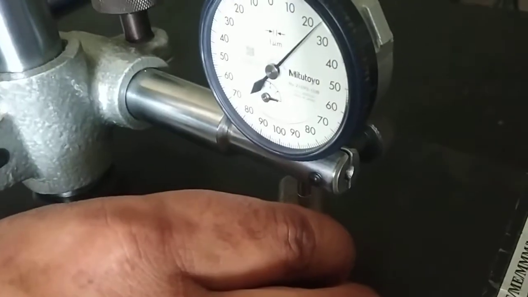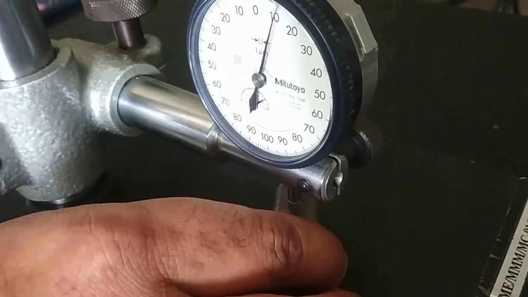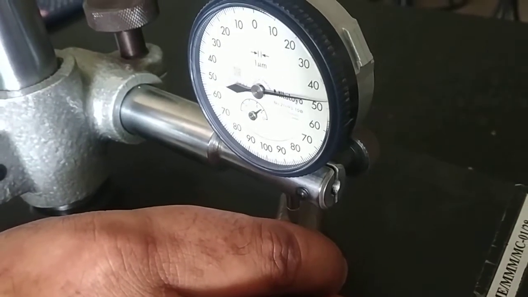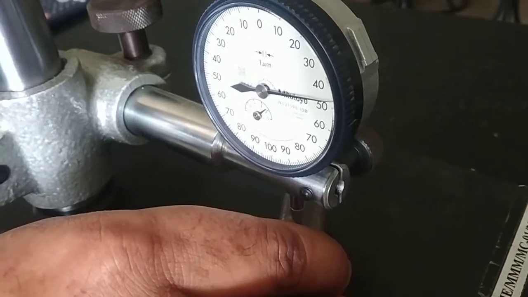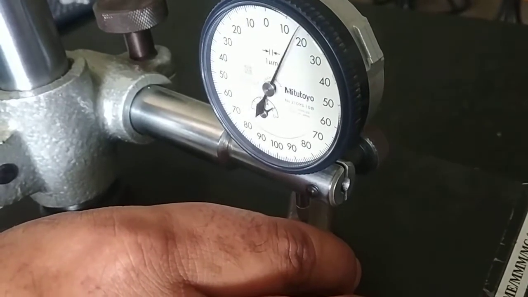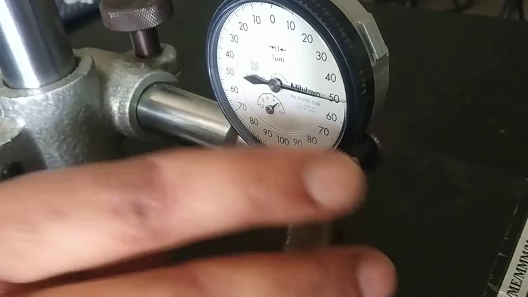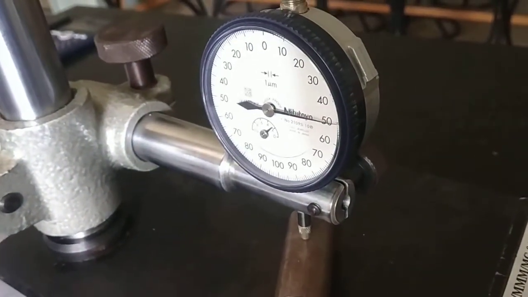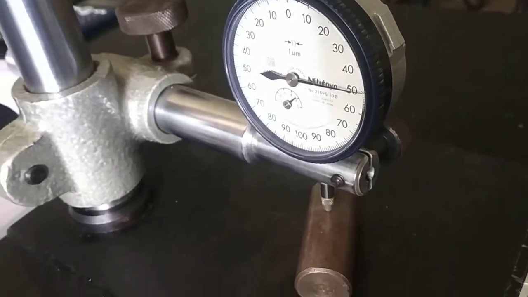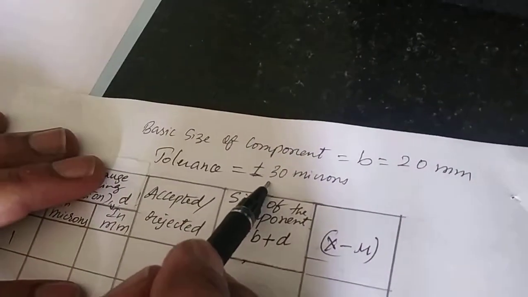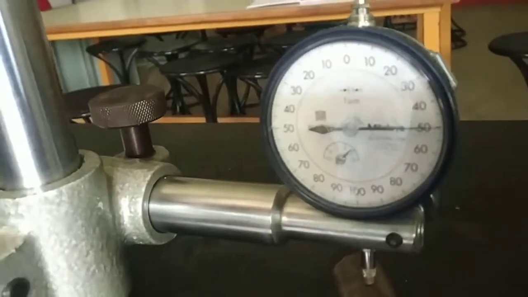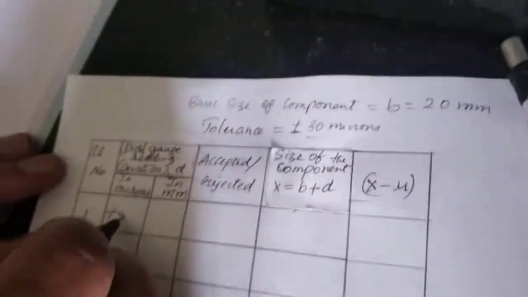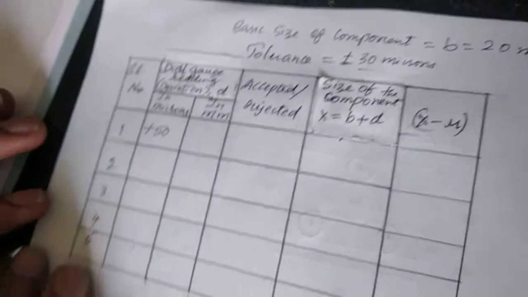So till the center. Afterwards it will stop and it will come back. Now we have to see how much deviation there is. Now you see, 50 microns it is there. Now the manufacturer will give you the tolerance. Here I have given plus or minus 30 microns. Now it is showing plus 50 microns. I will write it here, plus 50 microns.